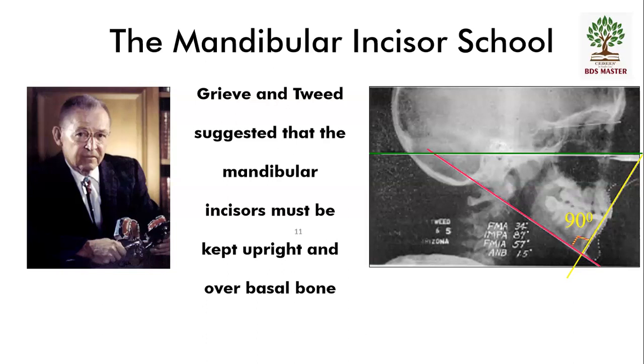Now, when you procline it too much in order to, say, decrease the overjet, or that is the result, then that becomes again very unstable. And this was the tenet of the mandibular incisor school, that it could cause some periodontal problems. It could also lead to poor stability of the treated case, right? So this was the mandibular incisor school given by Grieve and Tweed, who suggested that the mandibular incisors must be kept upright over the basal bone.